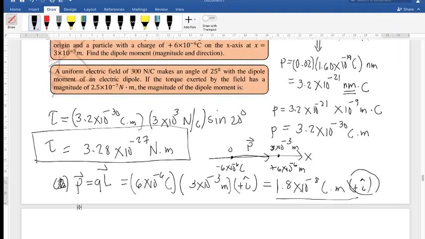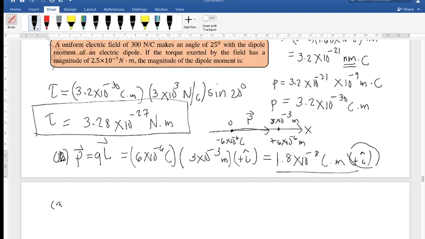Now, the last problem about electric dipole. Problem 3: a uniform electric field of magnitude 300 newtons per coulomb makes an angle of 25 degrees with the dipole moment of an electric dipole. So 25 degrees is our theta, because this is the angle between P and E. If the torque exerted by the field has a magnitude of 2.5 times 10 to the negative 7 Newton times meter, what is the magnitude of the dipole moment?